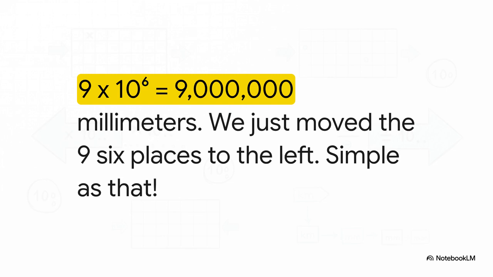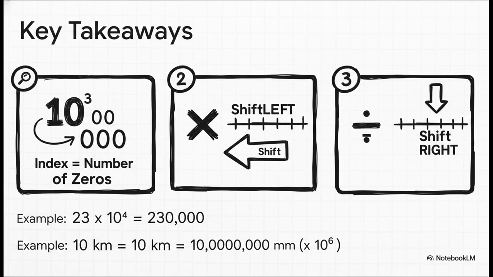Just like that. So, let's just recap the 3 big takeaways. Number 1, the little index number is just a command telling you how many zeros you're dealing with. Number 2, when you multiply, you shift everything to the left. And number 3, when you divide, you shift everything to the right. That's it. That's the whole system.